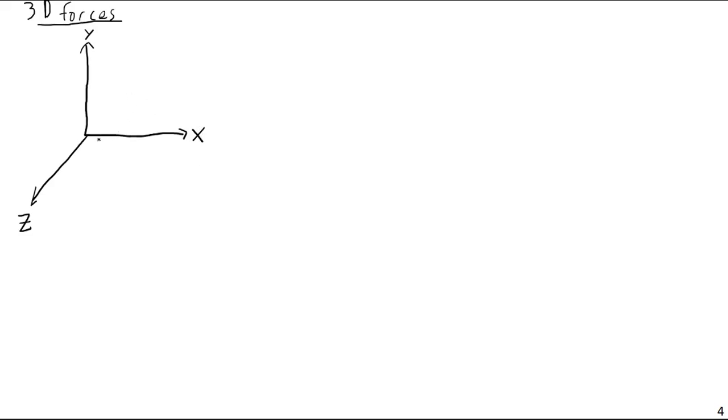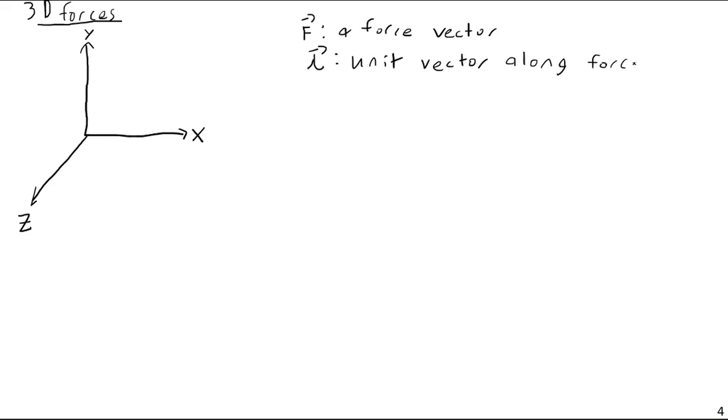Okay, so how can we define this? Well, we need to consider a couple things: both the force vector and the vector of its line of action. So I'm going to have a vector F. This will be a force vector. What I'm going to call vector lambda will be the unit vector of that force vector, the unit vector along the force's line of action.